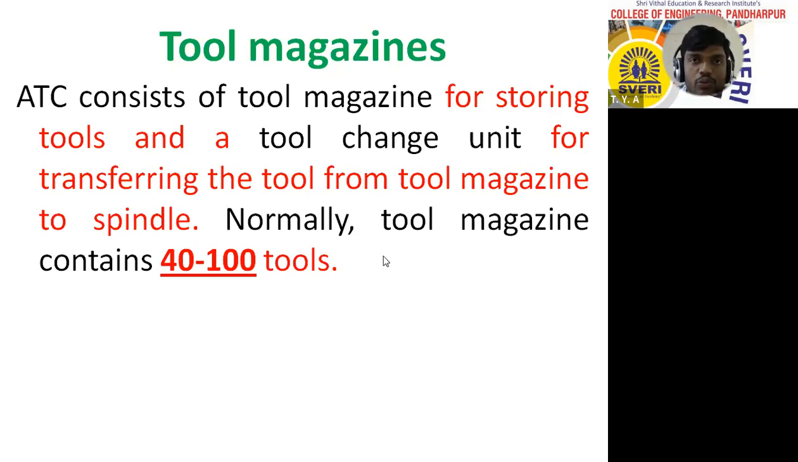So for that automatic tool changing, we are using some different techniques. One of the useful techniques is the tool magazine, where we store the required tools, and with the help of the automatic tool changer, the tool changer collects the required tool from the tool magazine in the machine itself and passes it directly to the spindle. Okay, आणि ह्याच्यामध्ये टूल मॅगझिन मध्ये तुम्ही जास्तीत जास्त 100 टूल स्टोअर करू शकता, मिनिमम 40.